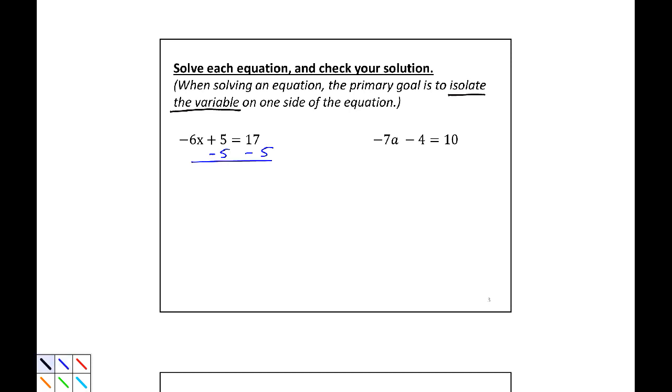so that we get negative 6x equals 12. And then dividing by negative 6, we arrive at our solution, x equals negative 2.